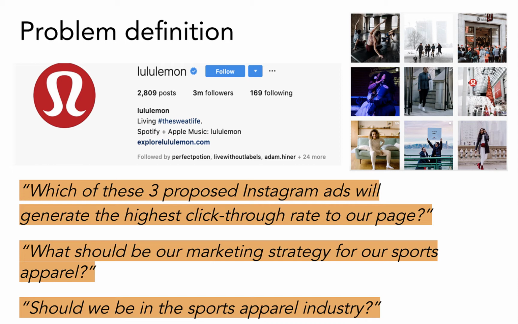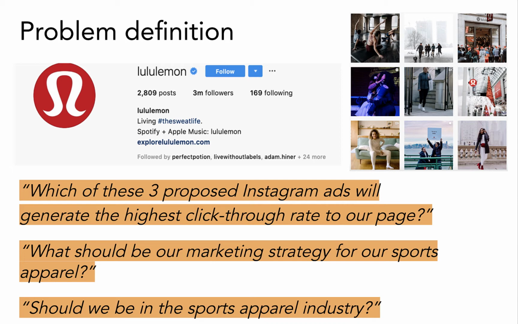What do you notice about these questions? What stands out to you? Is there any difference between the first question, the second, and the last one? The main thing you should notice here is that the first question is very specific. It asks specifically about 3 proposed Instagram ads and wonders specifically about which one is going to generate the highest click-through rate. The last question, on the other hand, is much more general, much more broad. It asks a much more existential question about should we even be in the sports apparel industry.